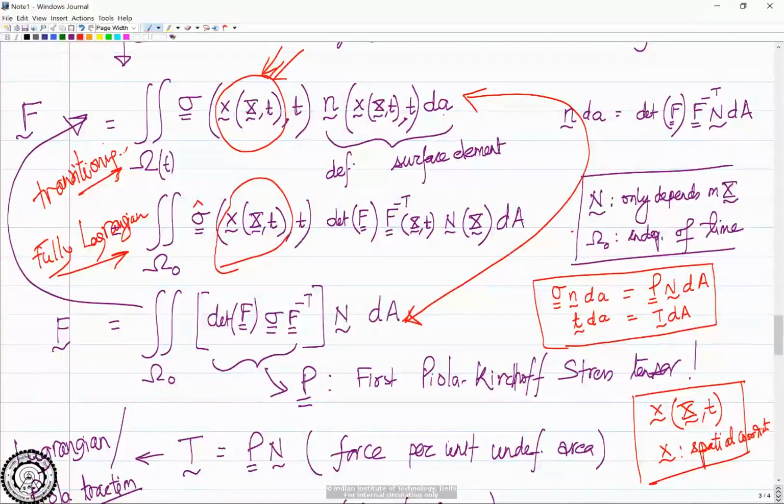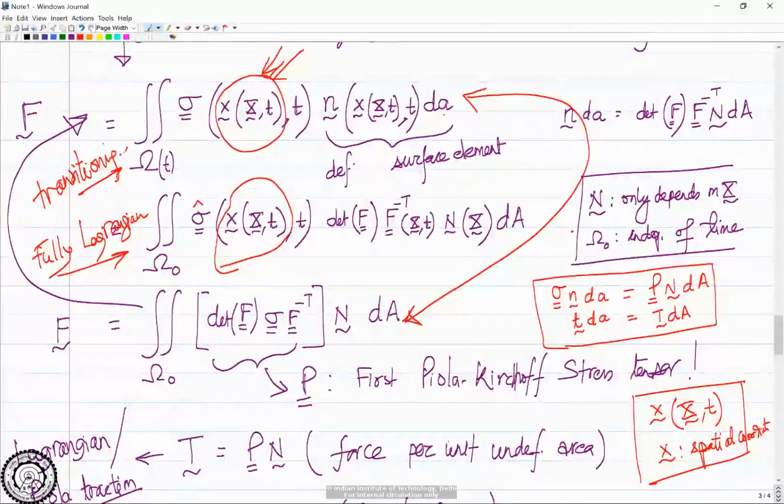This is also a very common point of confusion among students. They say, when we do Lagrangian, does it mean that the force is acting in the reference configuration? No, it is not. We are just trying to write it using reference coordinates. The forces are still in the deformed configuration. It's just a transformation, a way to find that force. It's the same force, but found using two different frameworks.